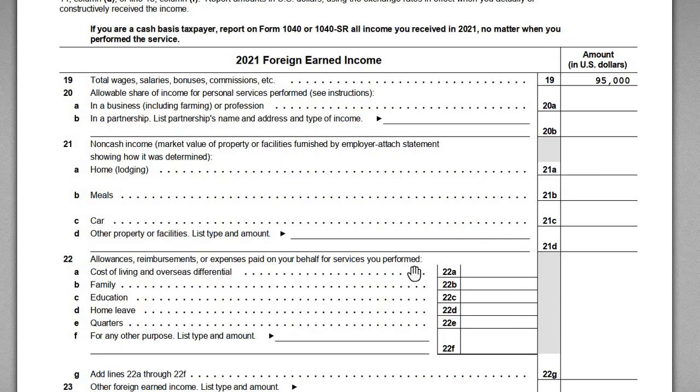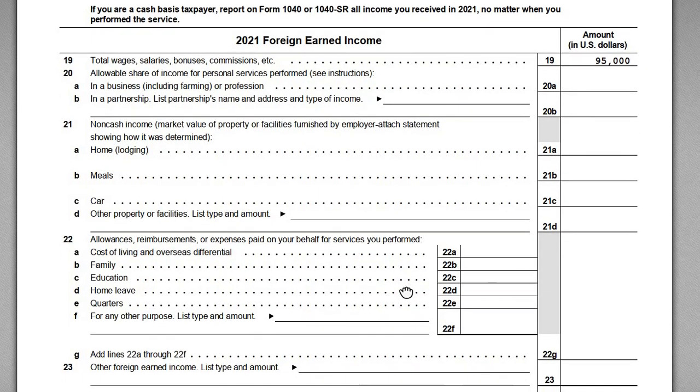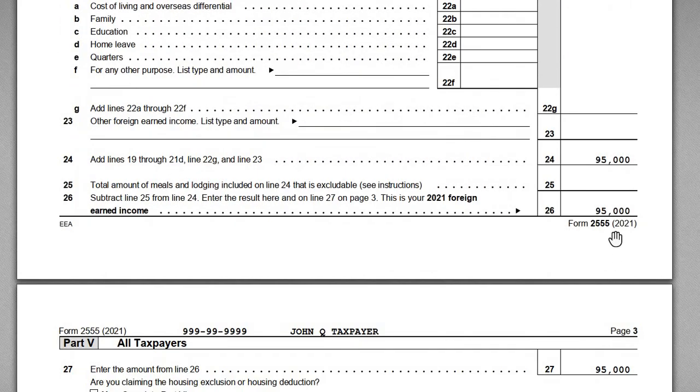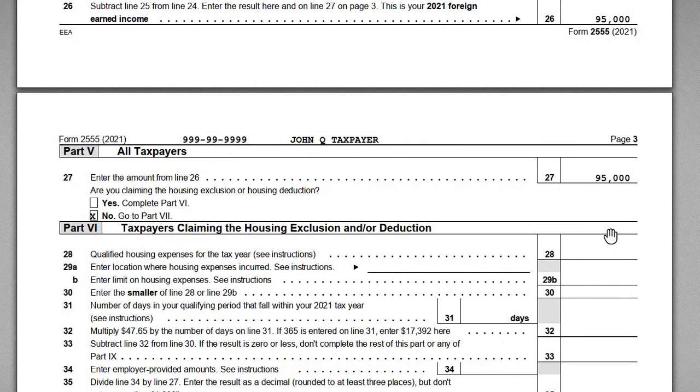Under this exclusion, you can exclude some of those amounts if that was the case. This is a very simple example. None of that's applying here, right? John is just simply getting a $95,000 a year salary. So the total earned income there is going to be $95K.